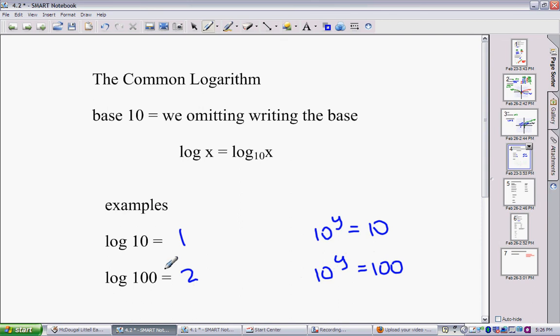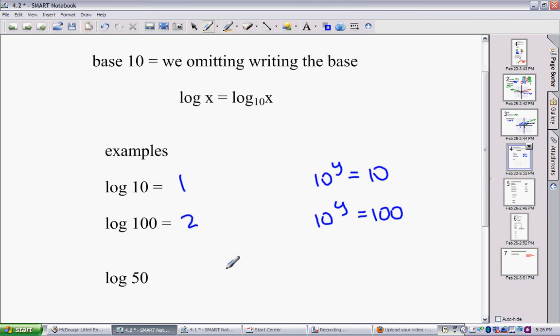But what do you do if they aren't perfect? Like log 50. We don't know. 10 to what power gives you 50? It's not an integer. But 50 falls in between 10 and 100, so we know it's going to be greater than 1 and less than 2.